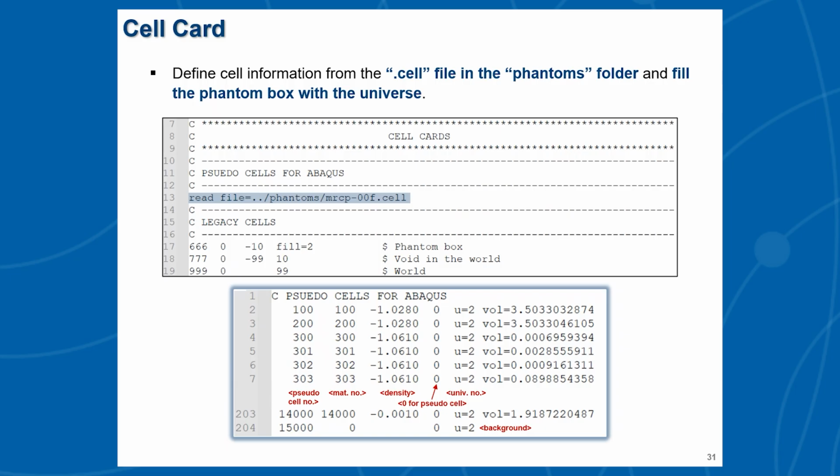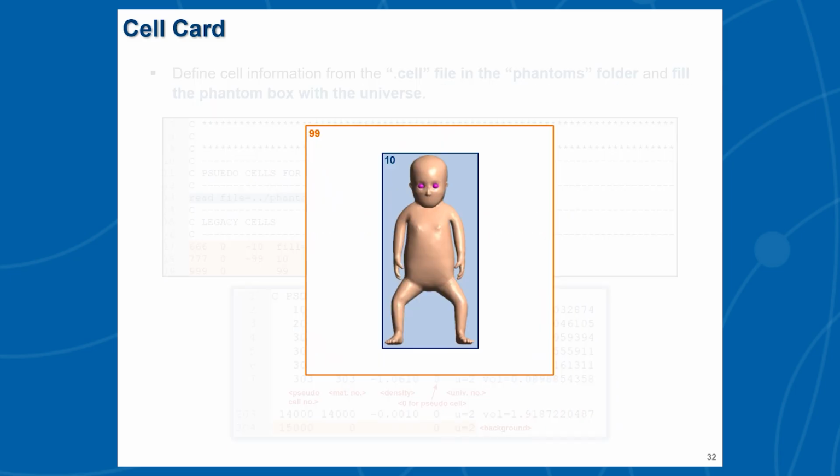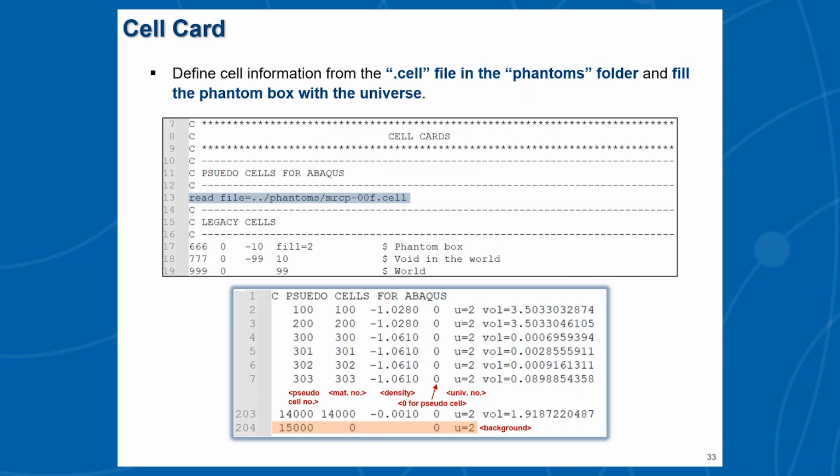In the last line, you can also see that the background material is additionally defined, which is not defined in the phantoms. The background means the region that is inside the phantom box, but is not occupied by the phantom, like the blue region in this figure. In this example, cell 15000 was added with the void material.